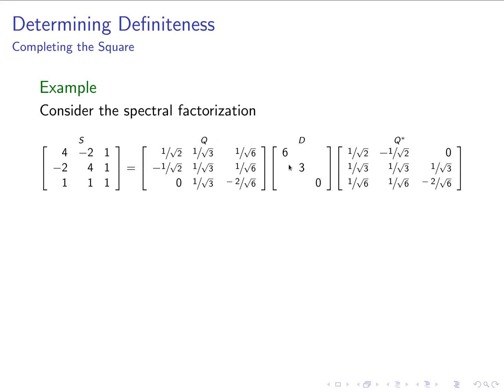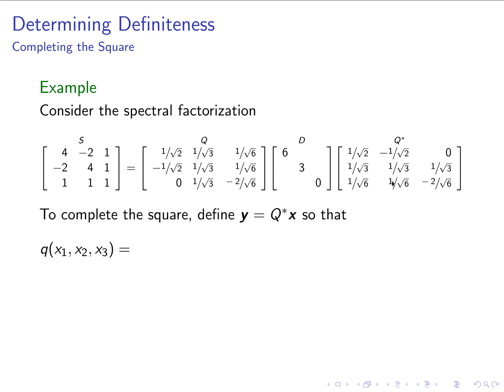How do those eigenvalues interact with the columns of Q? Well, the first column of Q should be a unit vector that's an eigenvector for S, where the eigenvalue is 6. The second column of Q should be a unit vector that's an eigenvector of S, where the eigenvalue is 3. And the third column of Q should be a unit vector that's an eigenvector of S, where the eigenvalue is 0.